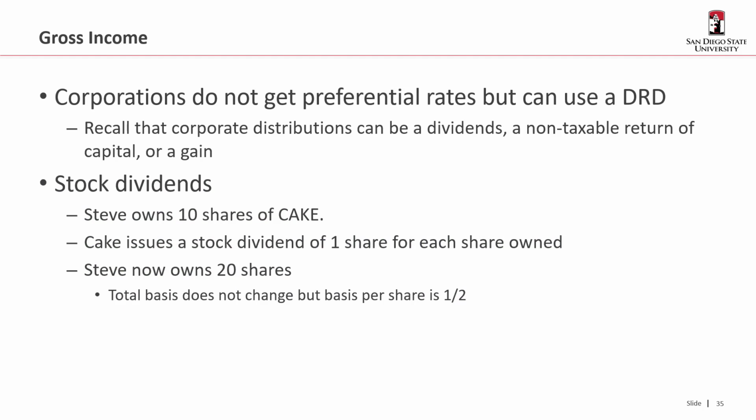Stock dividends are when a corporation pays a dividend with its own stock. Steve owns 10 shares of Cake. Cake issues a stock dividend of 1 share for each share owned. So now Steve owns 20 shares. This isn't generally income to Steve. Instead, his basis per share changes. His total basis doesn't change, but his basis per share does, because now he has to allocate his basis across 20 shares instead of 10.